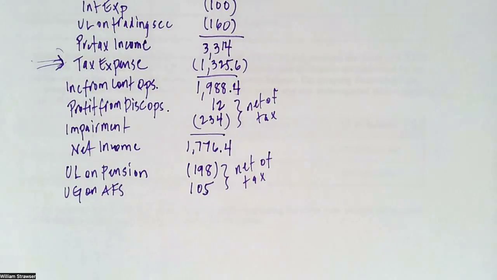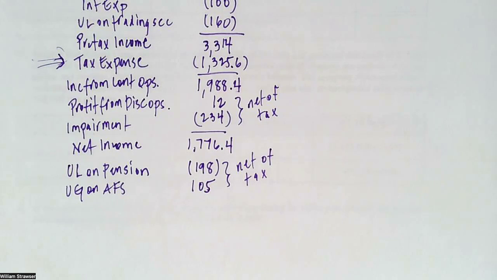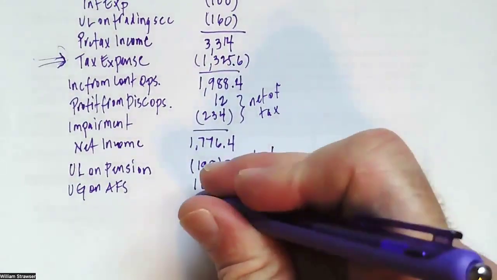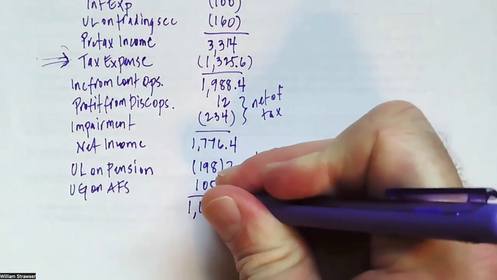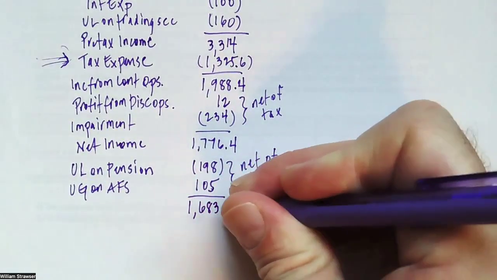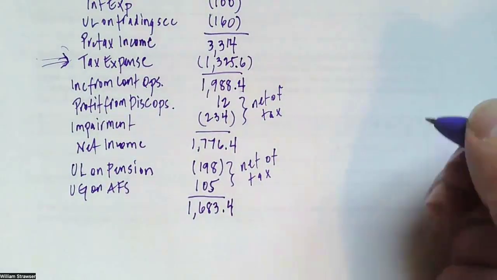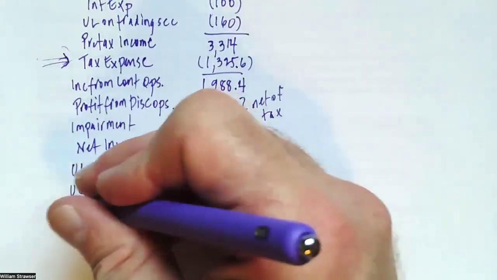1,776,400 plus the 198 plus the 105 gets me 1 million. Let me do that one more time, make sure my math is on. 1,776.4 less 198 plus 105 gets me 1,683,400, which is 10,000 off from the answer key. I'll have to fix that.